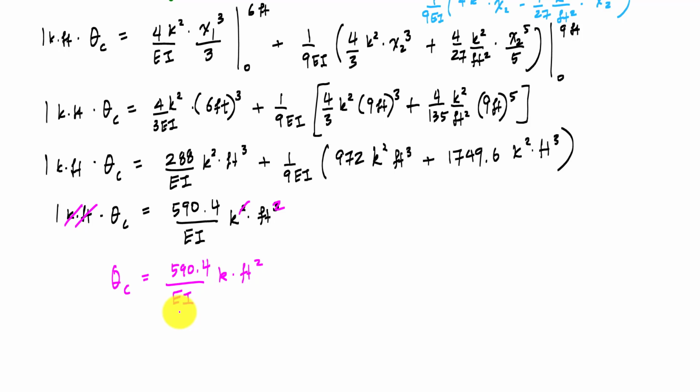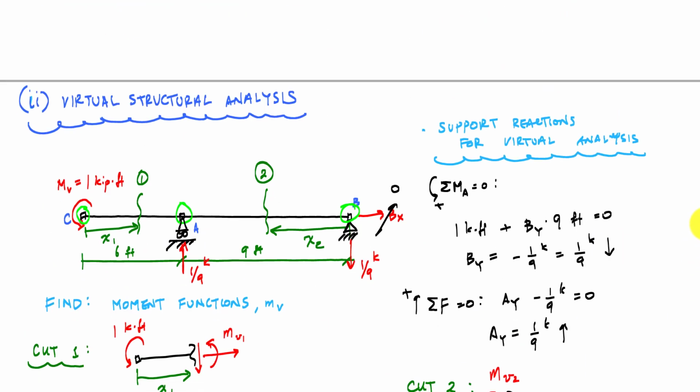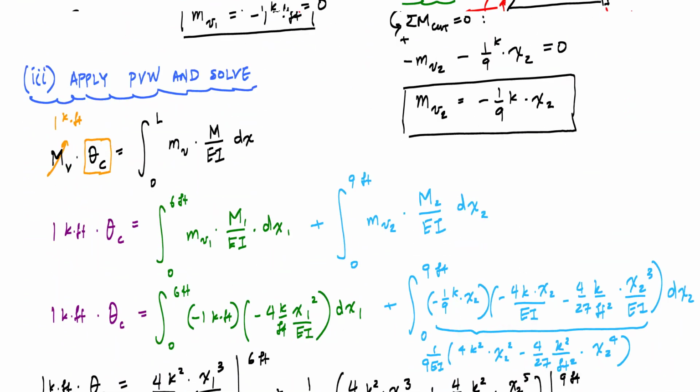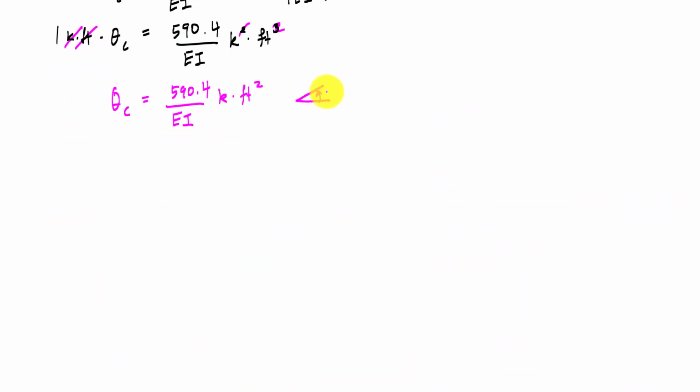So this is my slope. It has a magnitude of 590.4 over EI kip feet squared. The direction, because the answer that I got is a positive result, is in the same direction as I drew the virtual moment. And if I go way back to my virtual structure, you'll see that I drew my virtual moment in the counterclockwise direction. So the rotation at point C should be like this.